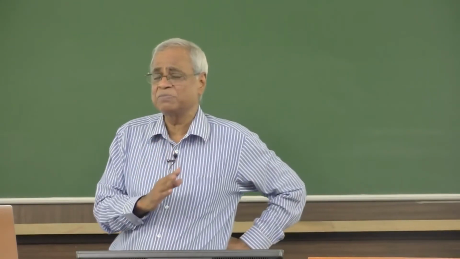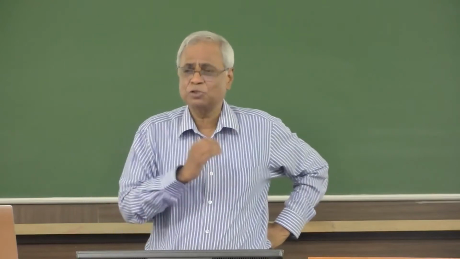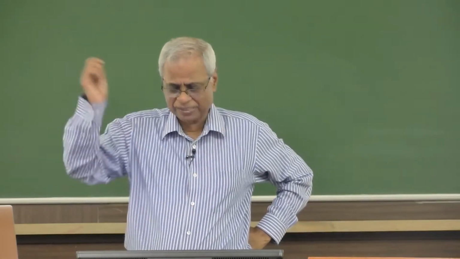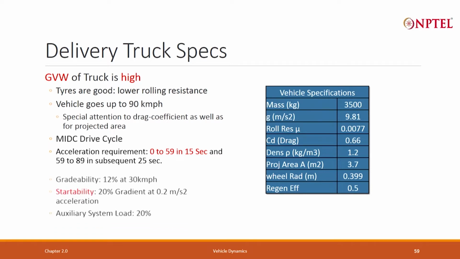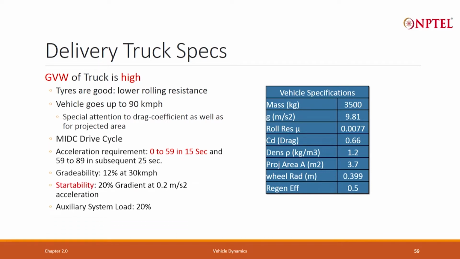And then from 60 to 90 kilometer per hour it should be able to go in 25 seconds. This is kilometer per hour, I should have added that, I will make the change. These are kilometer per hour in 25 seconds. There is another very important parameter about the truck. What is the gradability? So, I have taken 12%, it should be able to do at 30 km per hour.